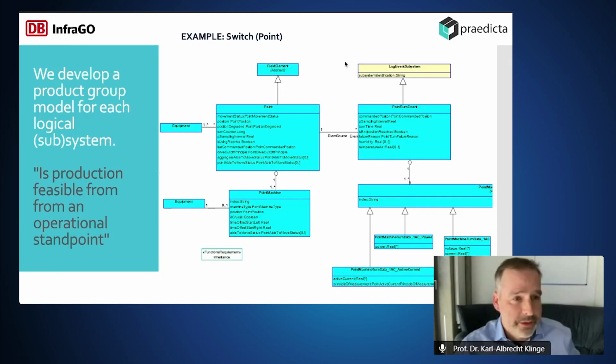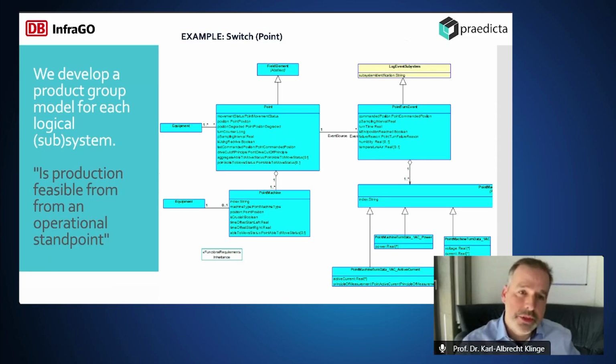So this is an example, and I will start with the information models, because that was the most important thing that brought us to use OPC UA. And here there is an example for a logical model. So we are creating product group models for each subsystem. This is a point. Everyone knows it's turning left, it's turning right, so that you can choose where you go to. And we are also producing such models for signals, for level crossings, for interlockings.